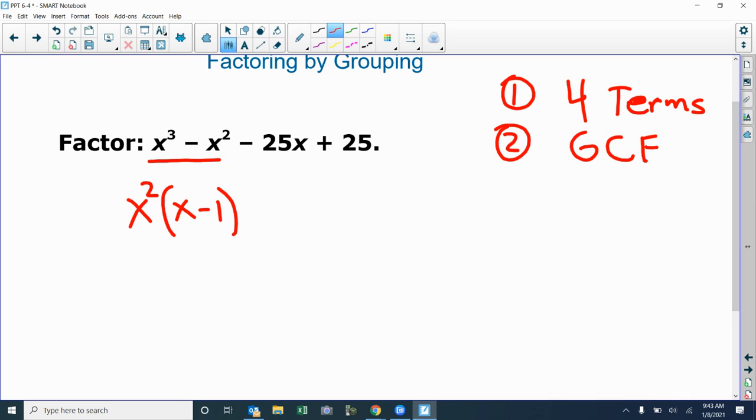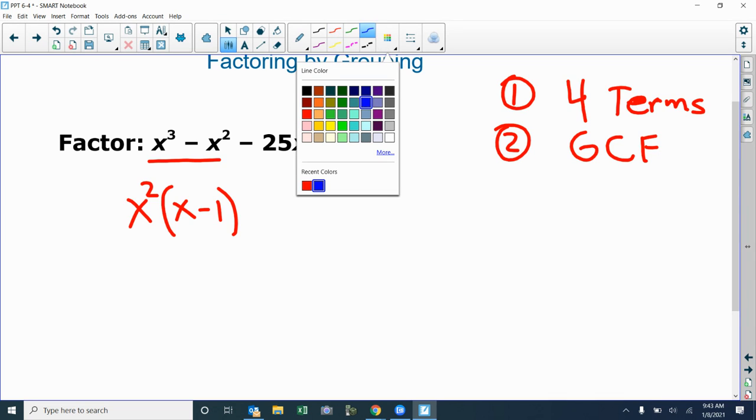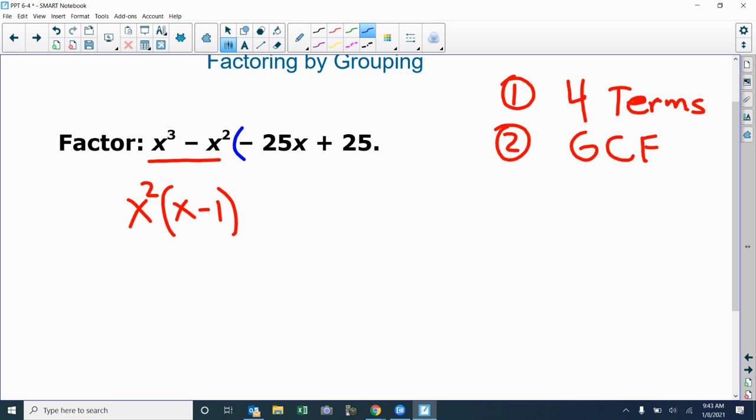What can I take out of the next two if I group these? I'm gonna group this together. What can come out of that? 25, right? I'm gonna take it one step further, I'm gonna take negative 25. And I'll show you why. If I take negative 25, that's gonna become positive x minus 1.